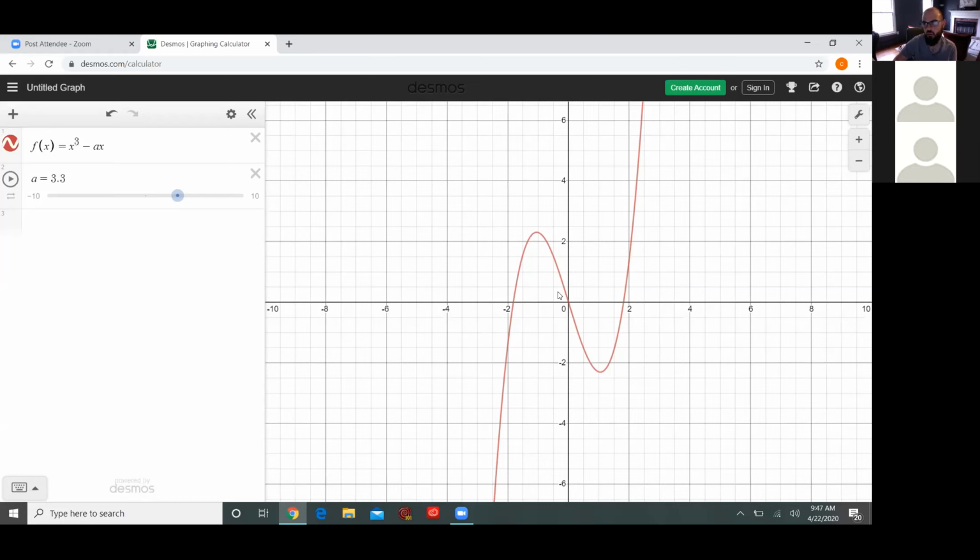There's not any global maxes or mins, but there's local ones, right? So this point is a max. Oh, I plugged the run value into the number line. Yeah, this would be a min, and then this is going to be your inflection point right here.